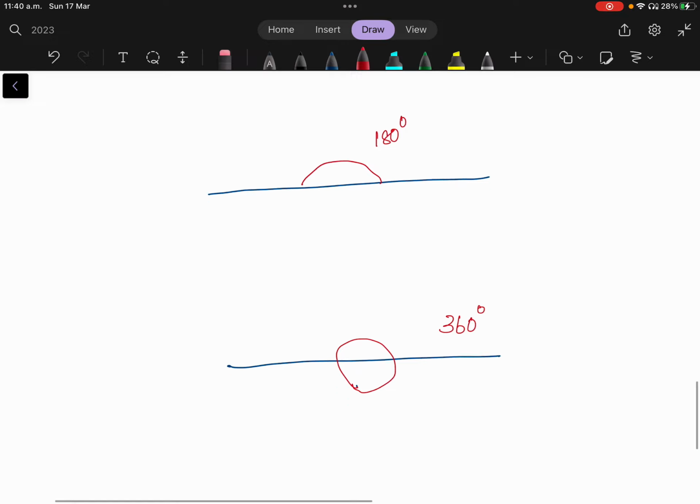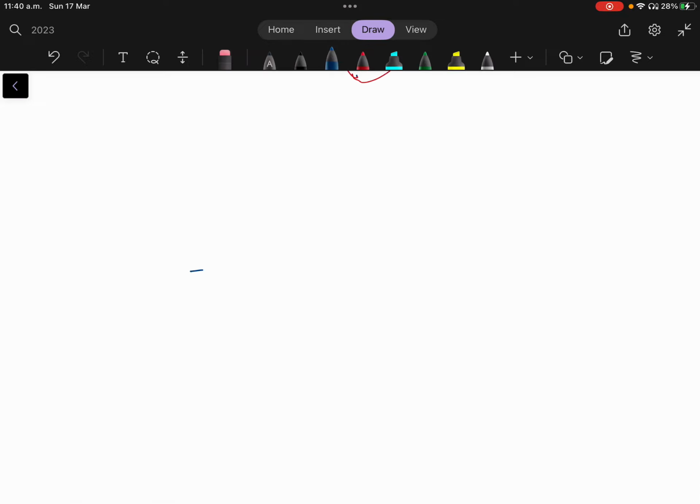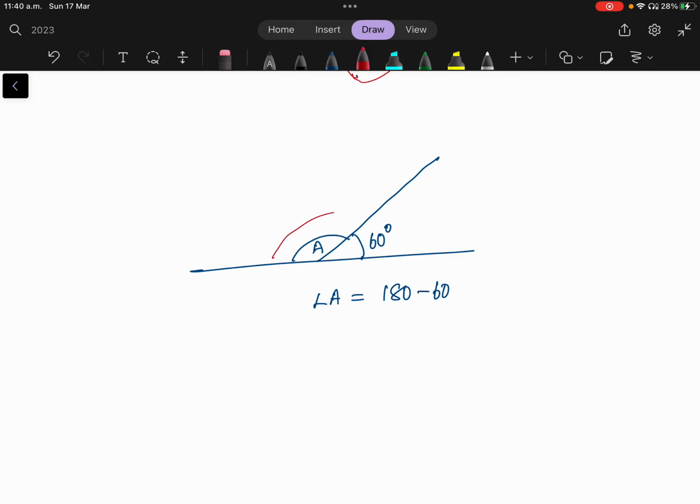With this, there will be questions like, for example, if I have a line and another line like this, and this angle is 60 degrees, what will be this angle? Suppose this angle is A. So angle A is equal to 180 minus 60 degrees, because we know that the whole angle is 180 degrees. So it is 180 minus 60 degrees, that is equal to 120 degrees. The same is true with 360 also.